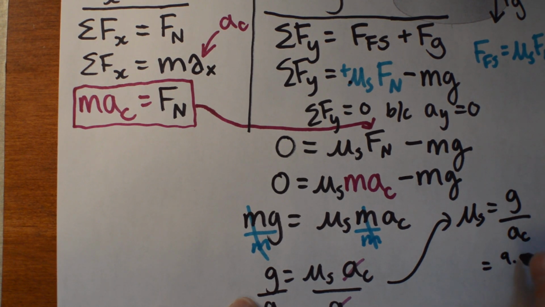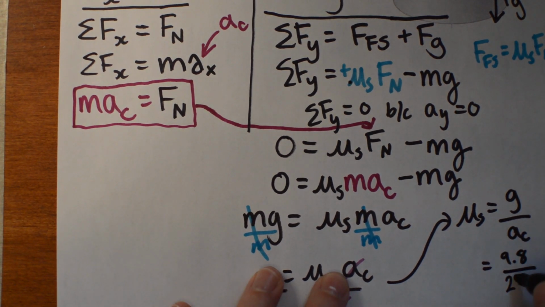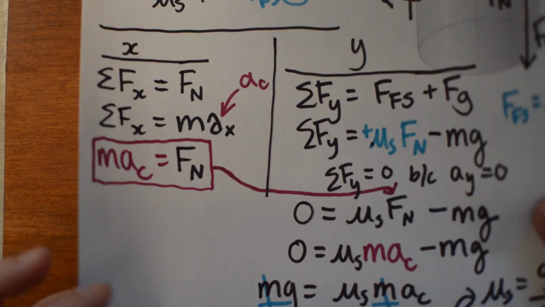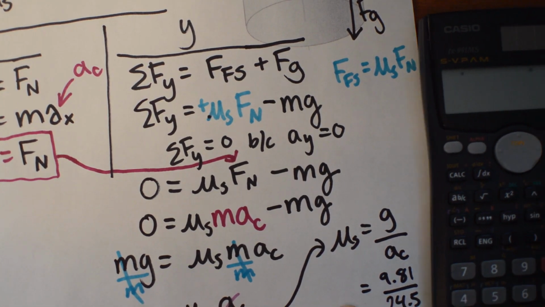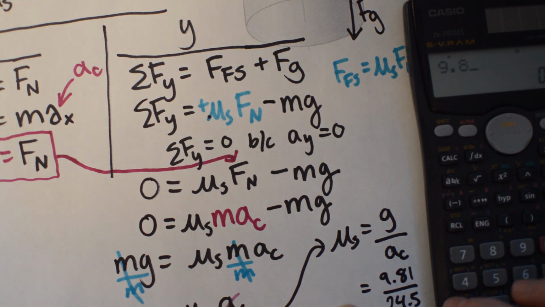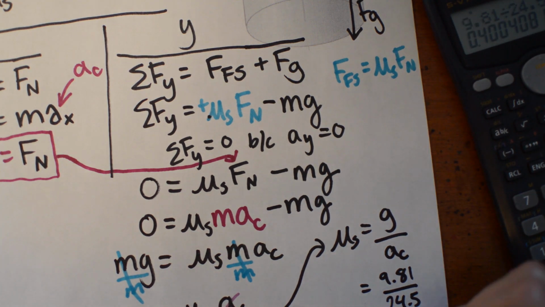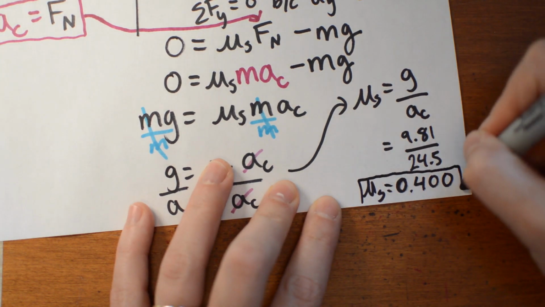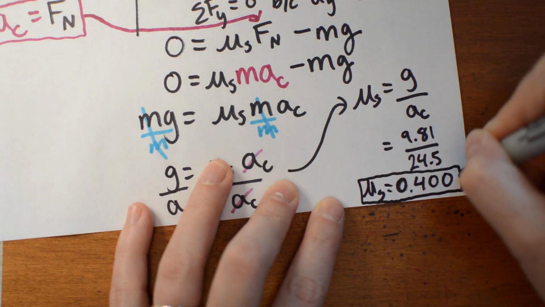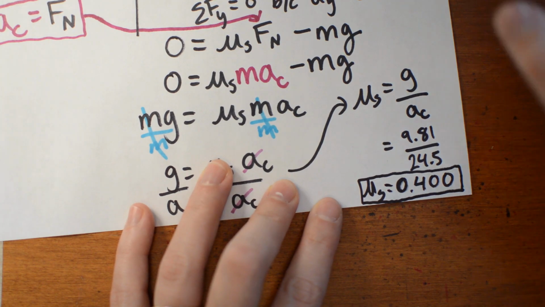Plugging in my numbers, that's 9.8 for g, and 24.5 for a_c. So let's see what that is. We can make this 9.81 if we want to be a little more precise there, because we've got 3 sig figs on the bottom, that's kind of worth it. So I get mu_s is 0.4, and it'll be 0, 0. I have to keep 3 sig figs for that. So I'll just lift that up a bit so you can see. Mu_s is 0.400. That's my coefficient of friction there.